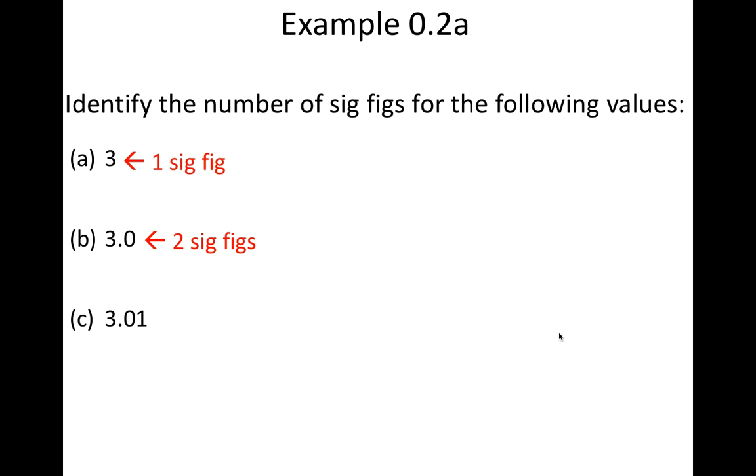In part C, 3.01 has two non-zero digits, the 3 and the 1, and it has a 0 in the middle, all of which are significant. So 3.01 has 3 sig figs. For part D, 0.03 only has one sig fig. The two leading zeros are not significant because they're before the first non-zero digit.